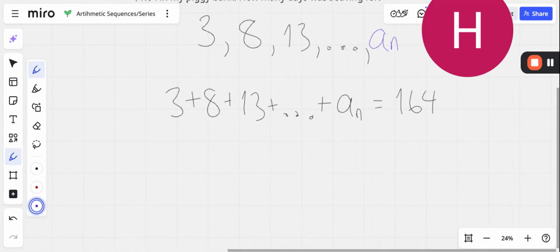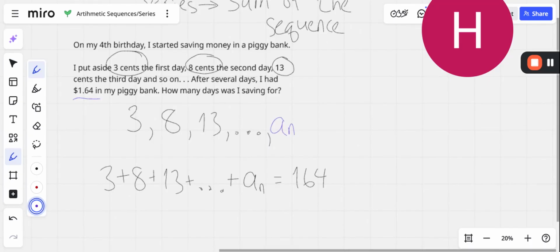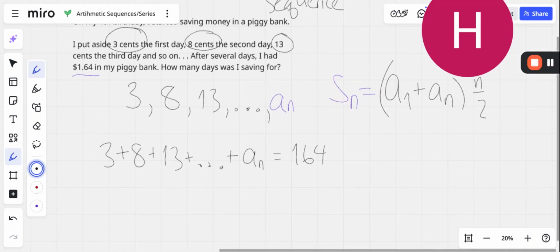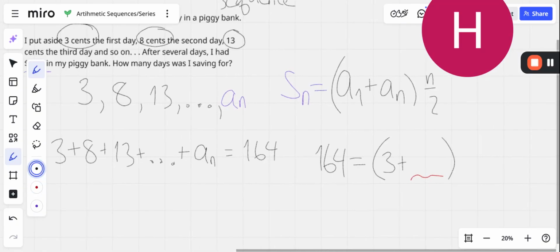So how do I write the sum for this? Well, there's a formula, fortunately, for the arithmetic sequence, we have a sum formula. That formula is as follows: a1 plus an times n over 2. So we need to be able to fill in our information. We know that this is going to equal 164, and we also know that the first term is 3, but we don't know what an is yet. We're going to have to use the formula from our previous exercise, and we don't know what n over 2 is because we don't know what n is.